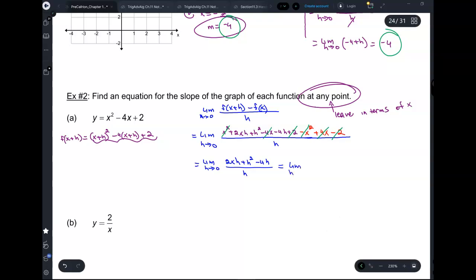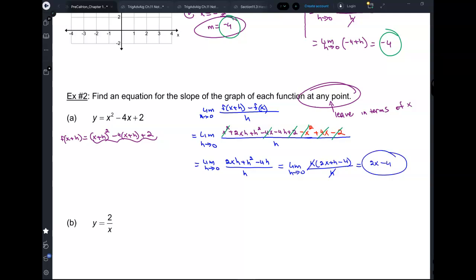So limit as h approaches 0, h times 2x plus h minus 4 over h. Now I can go ahead and put the 0 in here. So that'll equal 2x minus 4. Okay? This is the slope at any point. So from this, if I wanted the slope at x equals 0, I put it in, negative 4. At x equals 4, it's 4. At x equals 6, whatever.